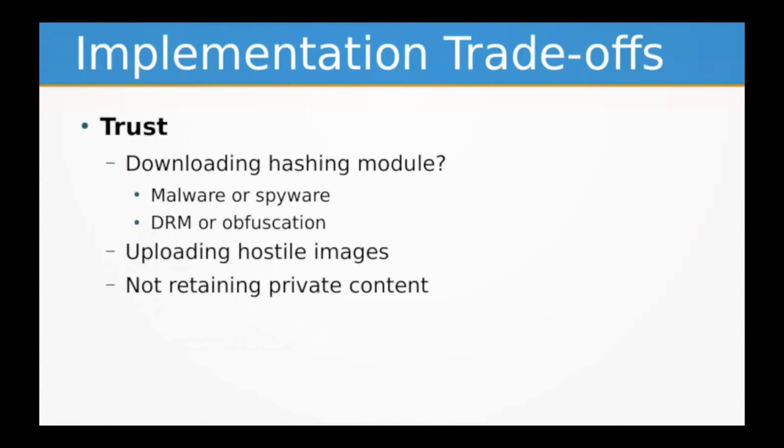This brings up the issue of trust. If I have to download and run a hashing module, then how do I know it doesn't contain a virus or spyware? Will there be requirements for DRM or heavily obfuscated code? If I have to upload content, then the service needs to expect hostile images, such as JPEG files that intentionally crash the JPEG library.